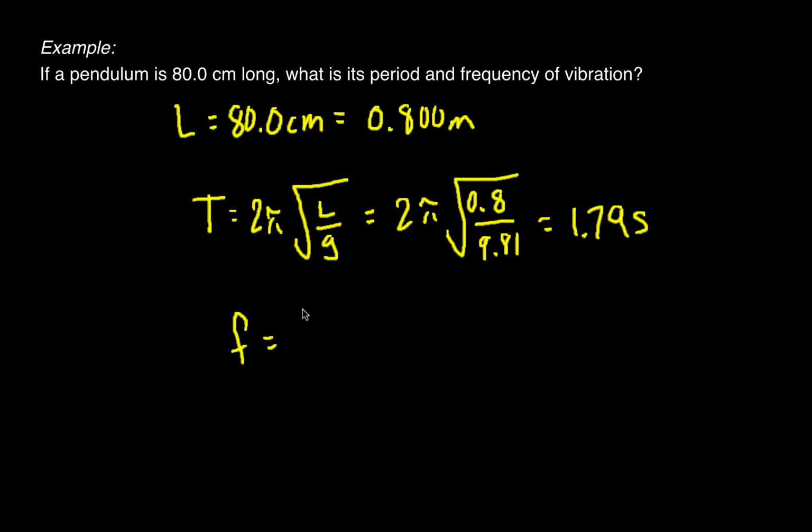The frequency is the inverse of the period. This is 1 over 1.79, which is 0.5757 hertz.